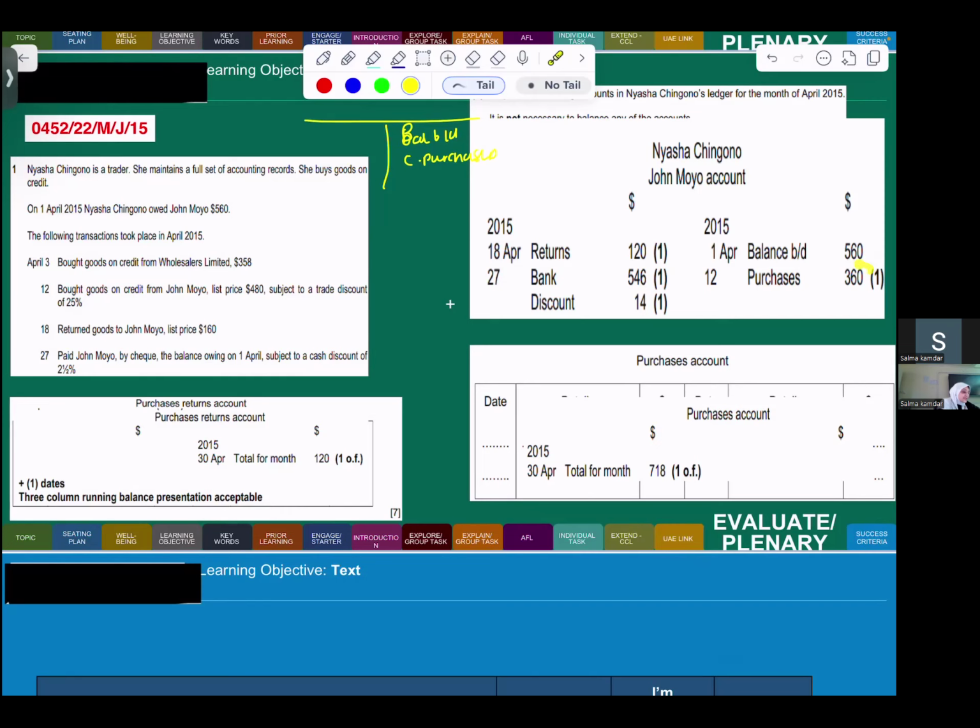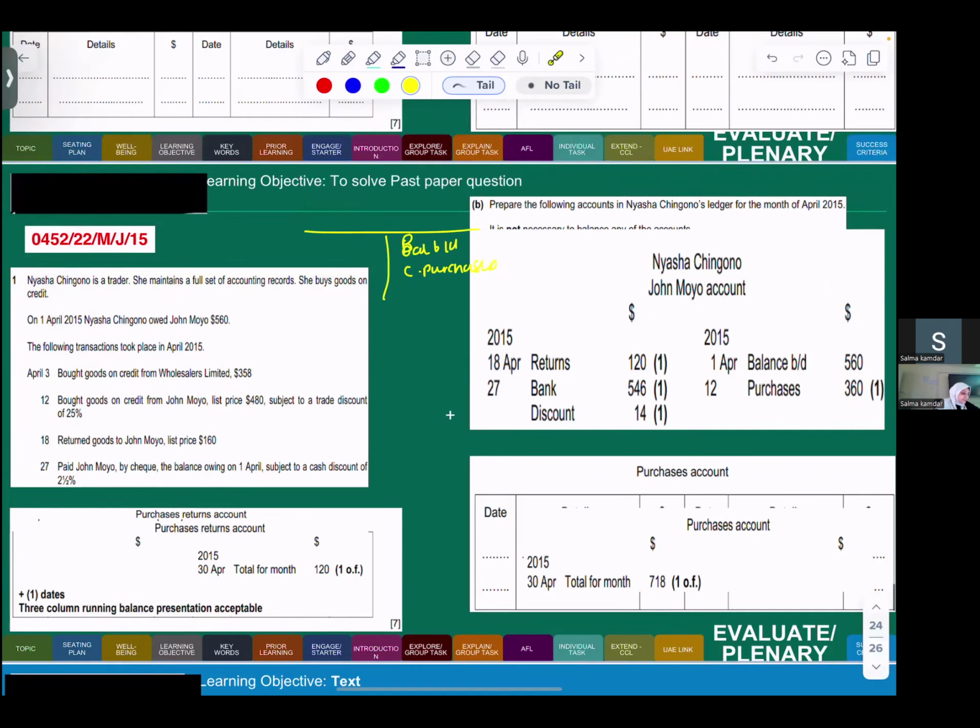So this purchases that I got from here, it's not 480. It would be 480 minus the 25% discount. Purchases. Then return goods. Since I purchase at discount, return would also be at discount. 160 minus 25%.